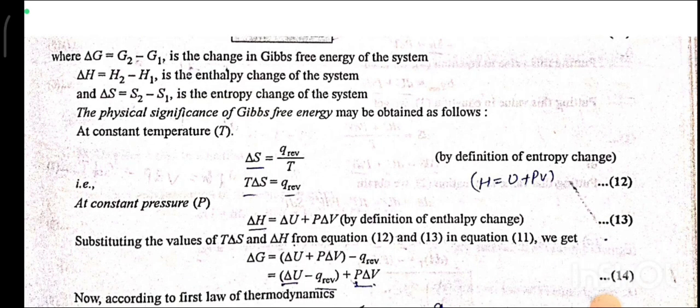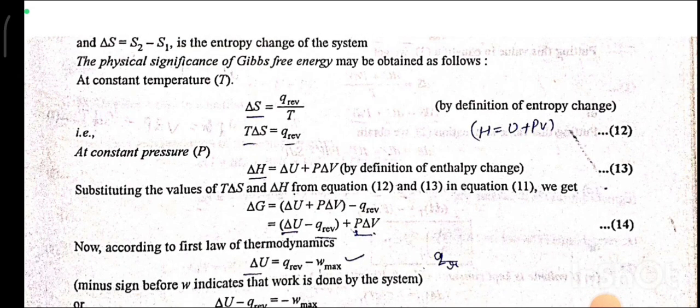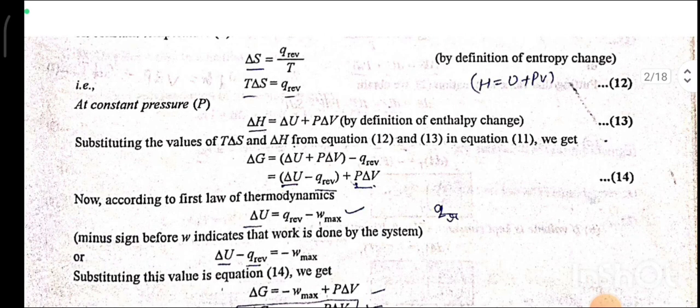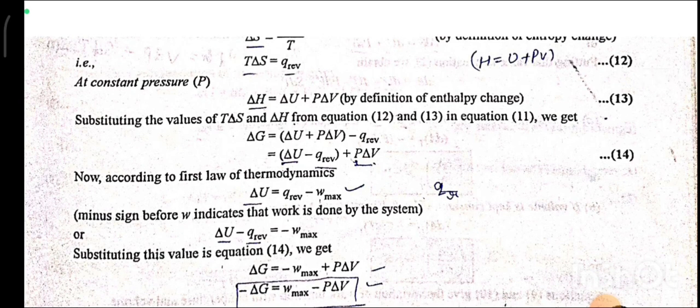The physical significance of Gibbs free energy may be obtained as follows. At constant temperature T, ΔS = Q_rev/T, so TΔS = Q_rev. Now if we rearrange these terms, this equation comes. At constant pressure P, ΔH = ΔU + PΔV.